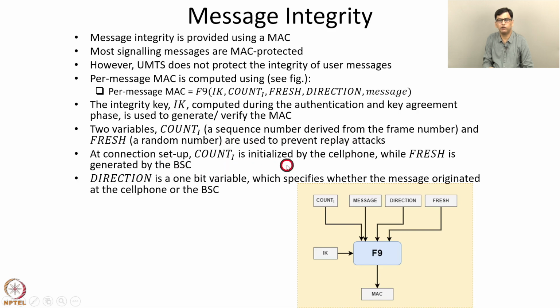Direction is a 1-bit variable which specifies whether the message originated at the cell phone or the BSC. Because of the presence of this direction flag, an intruder cannot take a message going in one direction and play it back in the other direction. That's because the direction flag indicates which direction the message is sent in. So that concludes our discussion of message integrity. Now we discuss encryption.